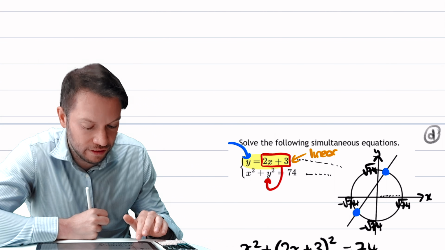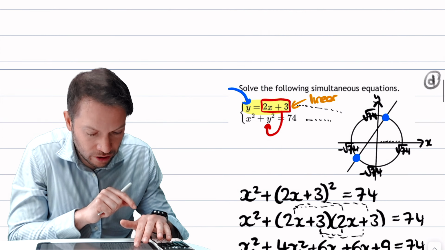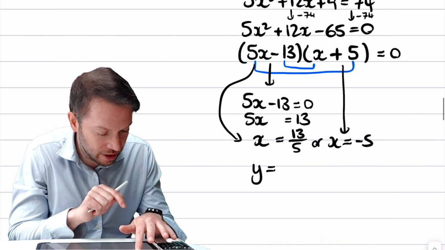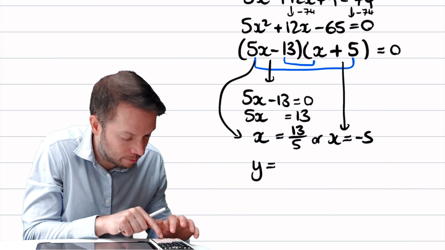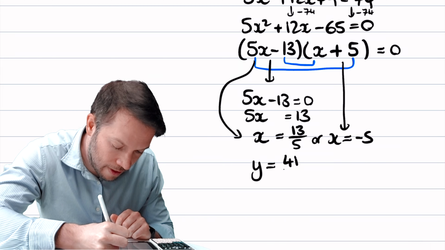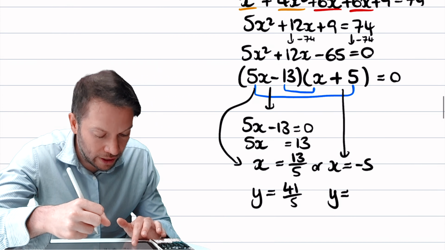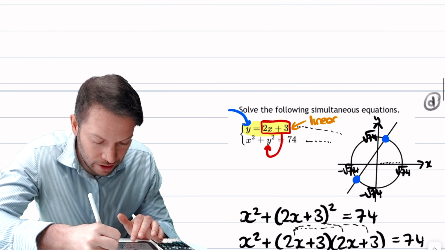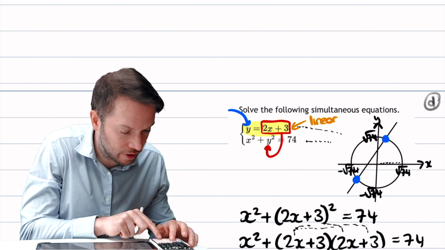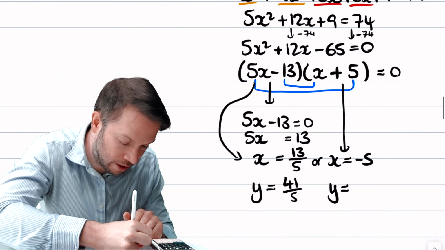Now, I'm just going to use my calculator here. I'm going to put 13 divided by 5 on my calculator, and then I want to do 2 times x plus 3. So 2 times that answer plus 3, and that gives me 41 over 5. And then y could also be, well, if x is minus 5, I need to do, in this first equation, 2 times minus 5 plus 3, which is obviously minus 7. So we get minus 7 here.